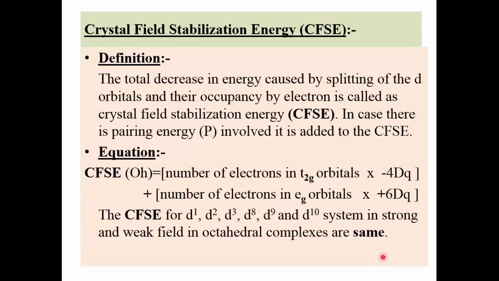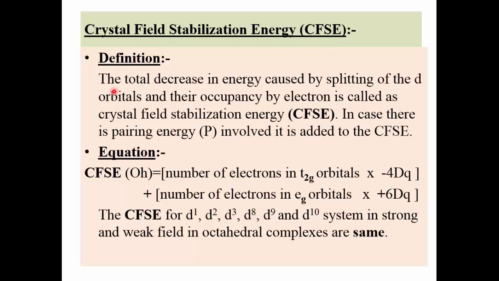Let us turn to the next point, which is called crystal field stabilization energy, CFSE. In the previous lecture, we discussed what happens when ligands approach the metal ion. The energy of the eg orbitals increases, the energy of the t2g orbitals decreases, and then in these t2g and eg orbitals, we have to fill the electrons. For this purpose, some energy is required. That energy is called CFSE, crystal field stabilization energy.